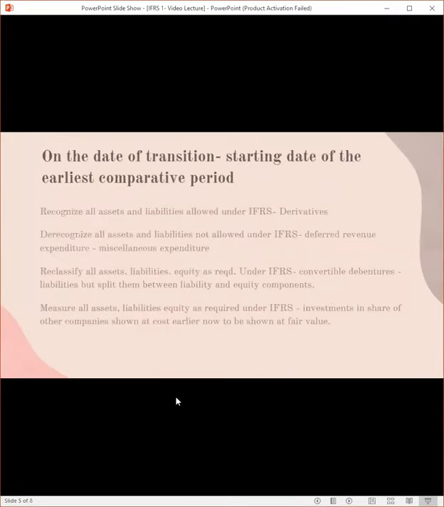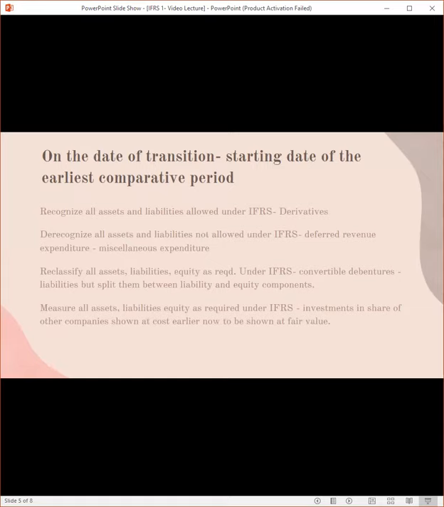moving on. So on the date of transition, which happens to be the starting date of the earliest comparative period. This is a term or a jargon or technical term that we are expected to remember. So they can ask you questions like what is the date of transition or what is the date of earliest comparative period. So here for me, it is 1st of January 2020. That is my earliest comparative period, all right, not 31st December 2021. So this is retrospectively it is happening. That is, we are going back and changing things into IFRS.